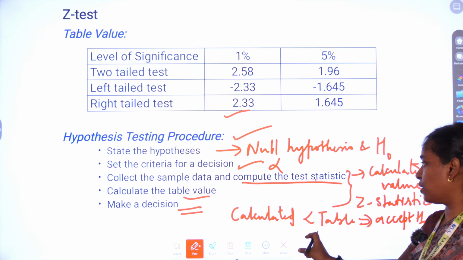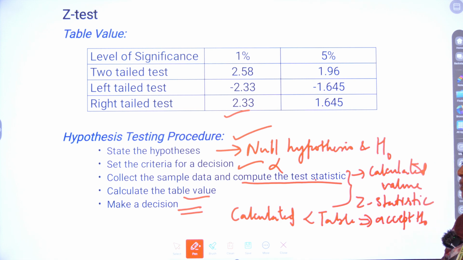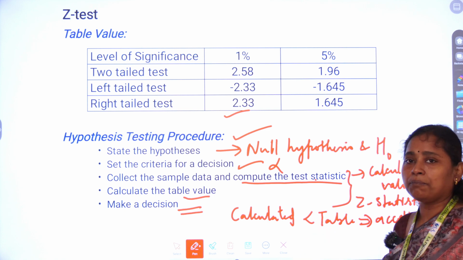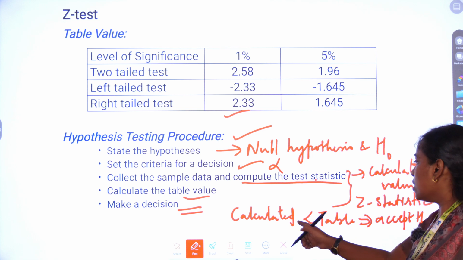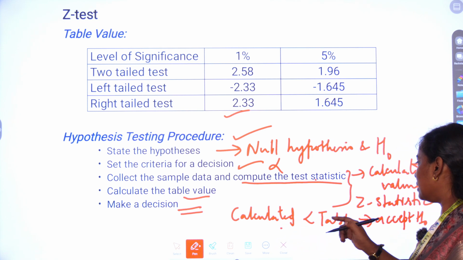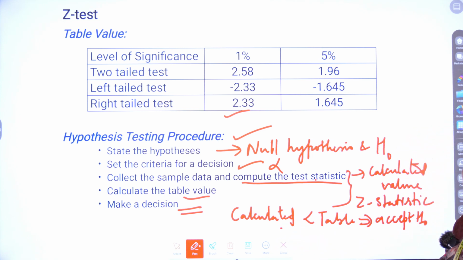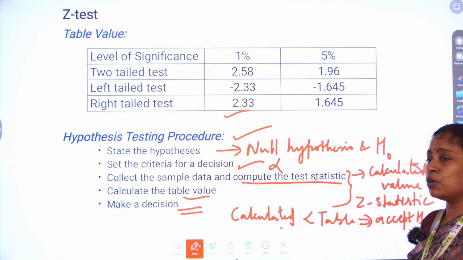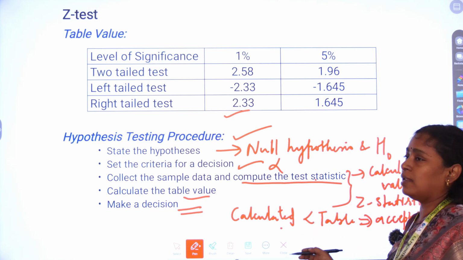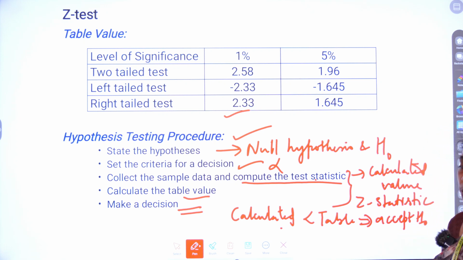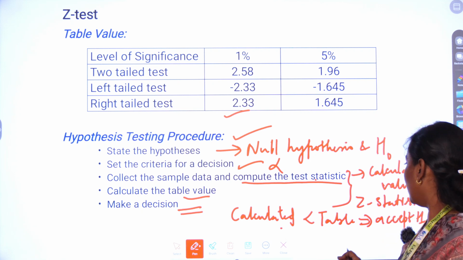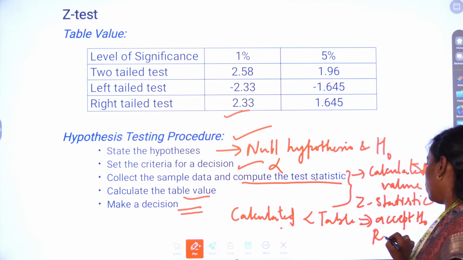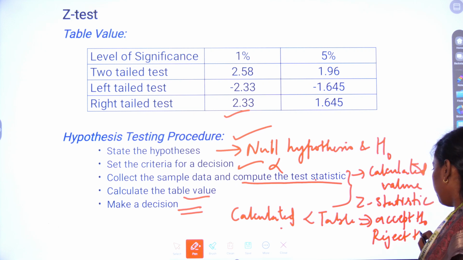Otherwise, vice versa, if your calculated value is greater than the table value, in such case you will reject your H0. So this is very, very important. Based on this, you will make a conclusion. Suppose your calculated value is less than the table value, what will you do? You will accept your null hypothesis. Or else, if the calculated value is greater than the table value, in such case you will reject your null hypothesis. So vice versa.